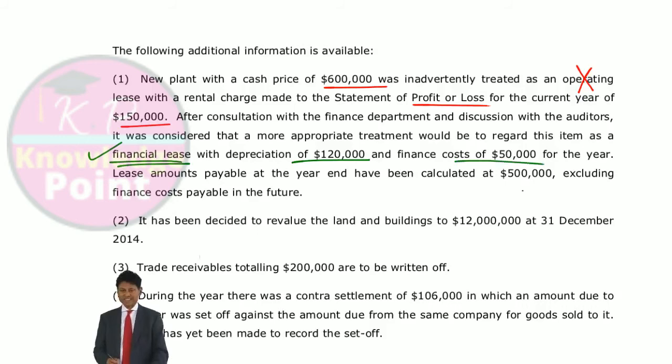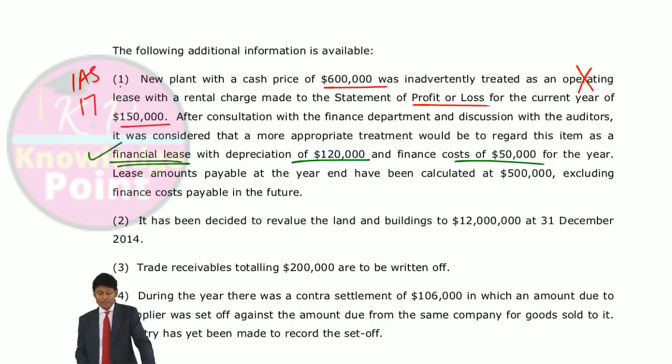So basically, this company has fallen foul of IAS 17. The inexperienced bookkeeper hasn't followed the standard properly and so has charged 150 to the P&L, but they should have charged really 120 plus 50, 170. So because they've charged 150 only, but they should have charged 170, what you've got to do is to charge another 20. And that becomes the adjustment. And then they've given you the year-end figures that go into the SFP in due course.